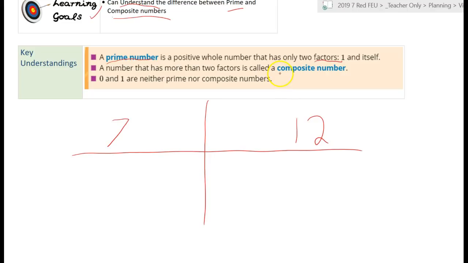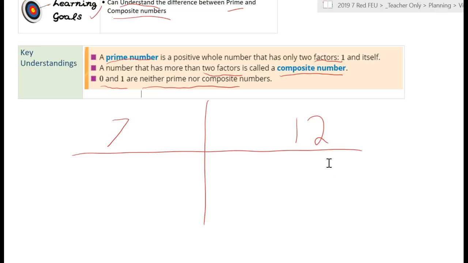A composite number, on the other hand, is a number that has more than two factors, and it's called, as it says there, a composite number. Now the other thing you need to make sure you know is that 0 and 1 are neither prime nor composite. So 0 and 1 don't count as either prime or composite, and I'll show you why that is the case here.